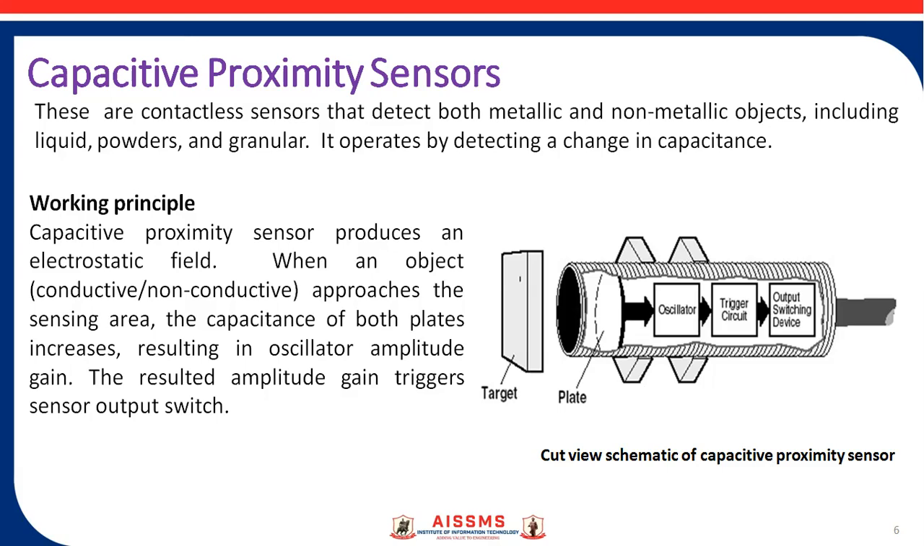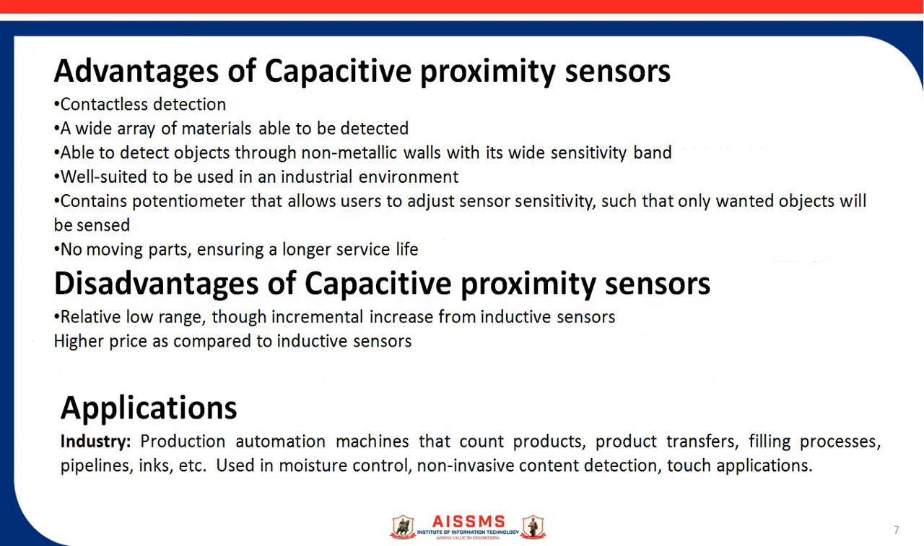Working principle of capacitive proximity sensor. It produces an electrostatic field. When an object, conductive or non-conductive, approaches the sensing area, the capacitance of both plates increases, resulting in an oscillator amplitude gain. The resulting amplitude gain triggers the sensor output switch.